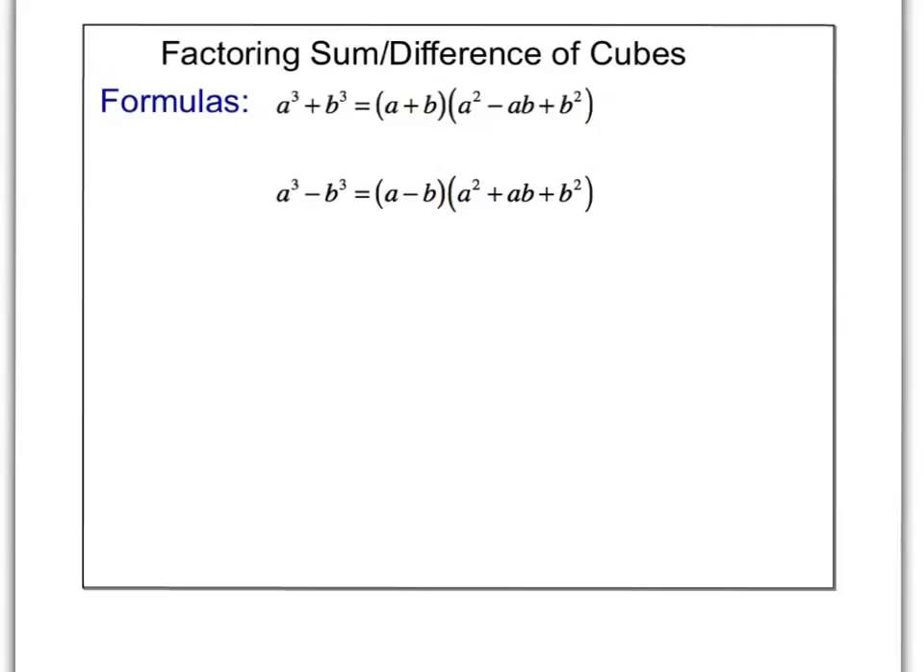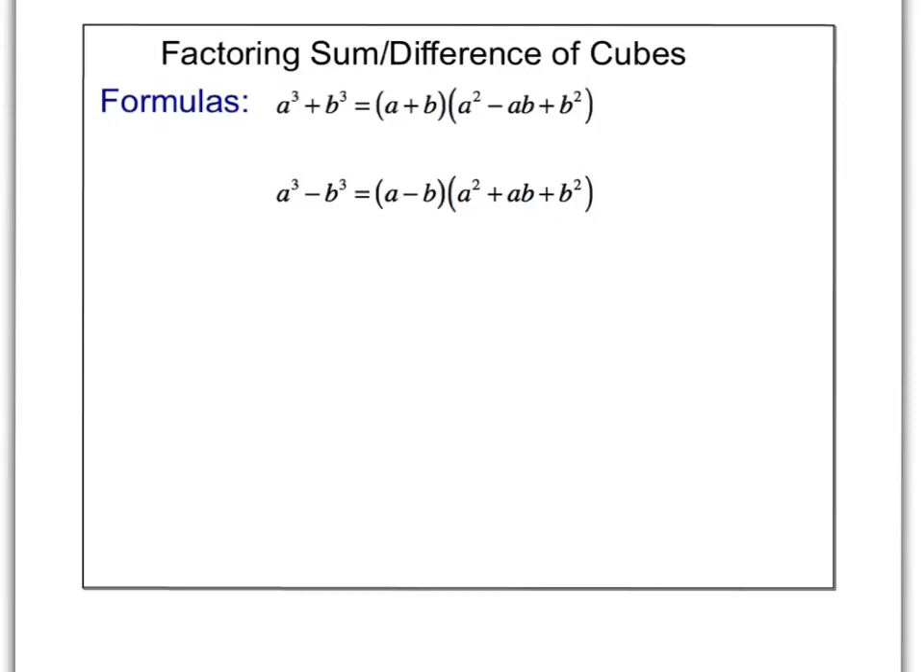All right, everybody. Today we're going to talk about factoring the sum and difference of cubes. And there's just a couple formulas that you're going to have to remember for this factoring technique. Now, notice that when we have the sum of cubes right here with the plus sign, you have a cubed plus b cubed equals the quantity a plus b times a squared minus ab plus b squared.